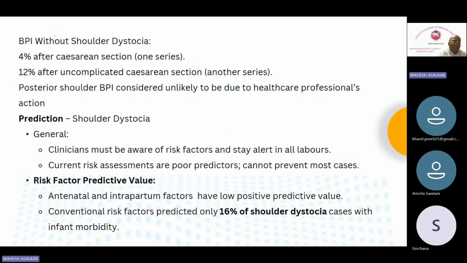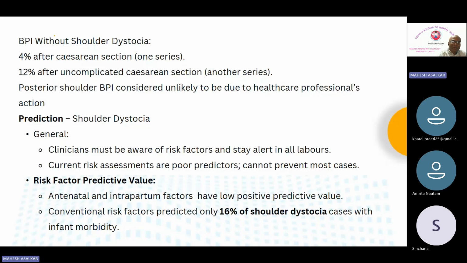Now, can we predict shoulder dystocia? In general, clinicians must be aware of the risk factors and stay alert in all labors. Current risk assessments are poor predictors and cannot prevent most cases. There are prediction models, but they are not recommended, because most shoulder dystocias are not associated with the high risk factors which have been identified. There are high risk factors, but most shoulder dystocias are not associated with them.